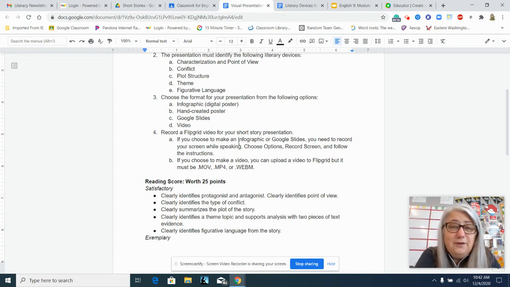If you want to make a video, you can do your video separate from Flipgrid and then upload it to Flipgrid. Or you can just do your video right on Flipgrid. But if you decide to upload a video, it has to be an .mov, a .mp4, or a .webm.